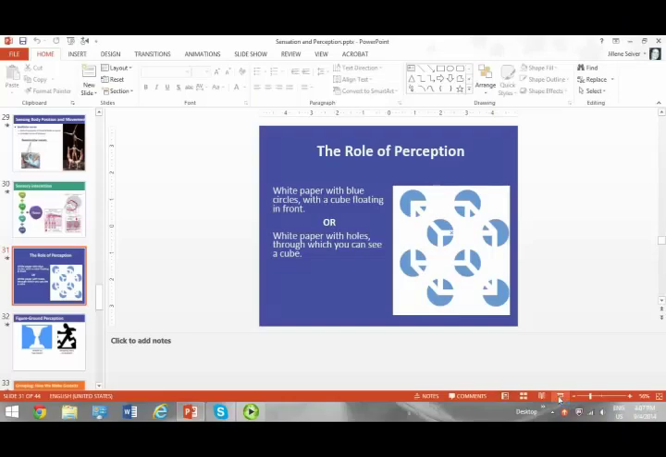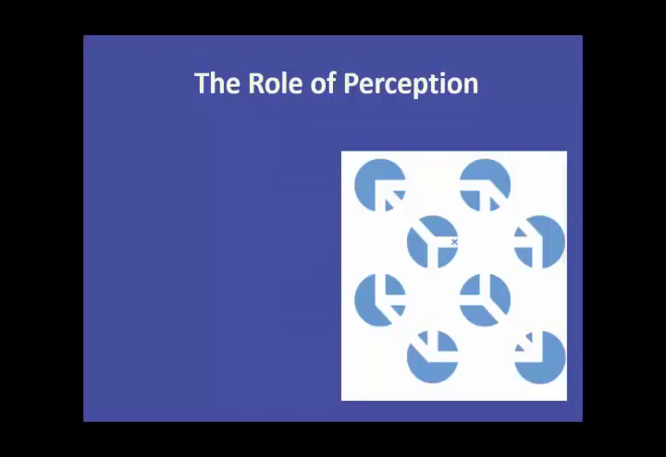Okay, so let's transition from our discussion of sensation, where we're collecting information from the outside world, and start talking about perception. Remember, perception is how our brain is going to interpret the information coming from sensation. So, looking at this picture, there are a couple of different interpretations possible.